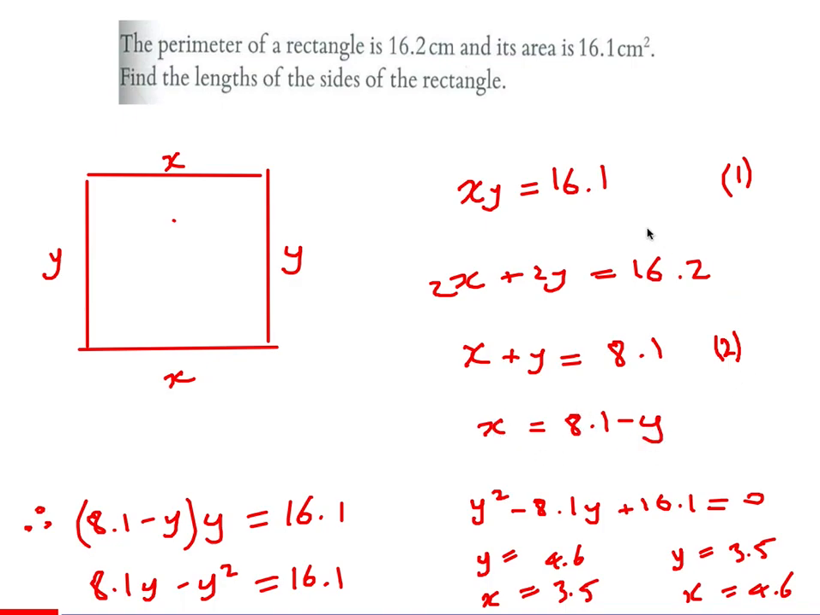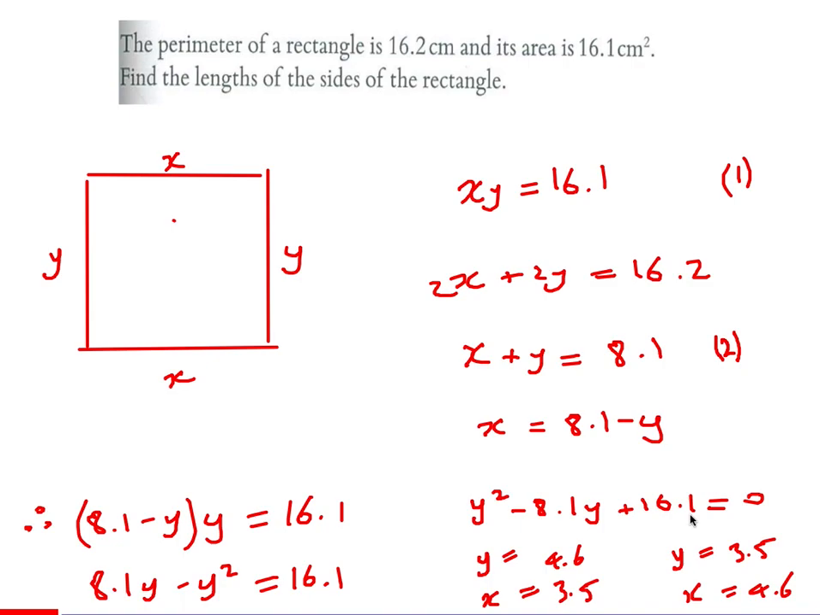I can now make the substitution into here. So x is 8.1 take away y. Replace that there. So therefore 8.1 take away y, times y, is 16.1. Expand out your brackets. I've got 8.1y minus y squared equals 16.1. Rearrange it to get my quadratic. There we go, y squared minus 8.1y plus 16.1.